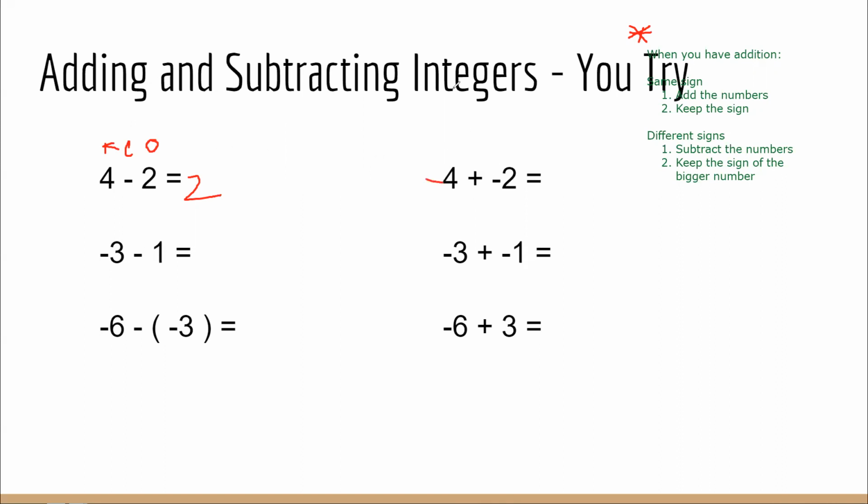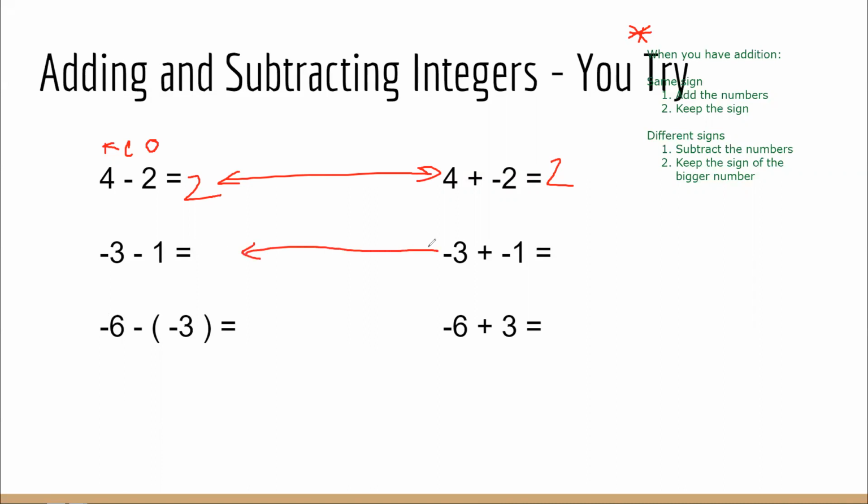And then I look at my second number, and it's a +2, so I'm making it into a -2. And so those two problems are exactly the same. They're going to be the exact same answer. It's the same thing for here.